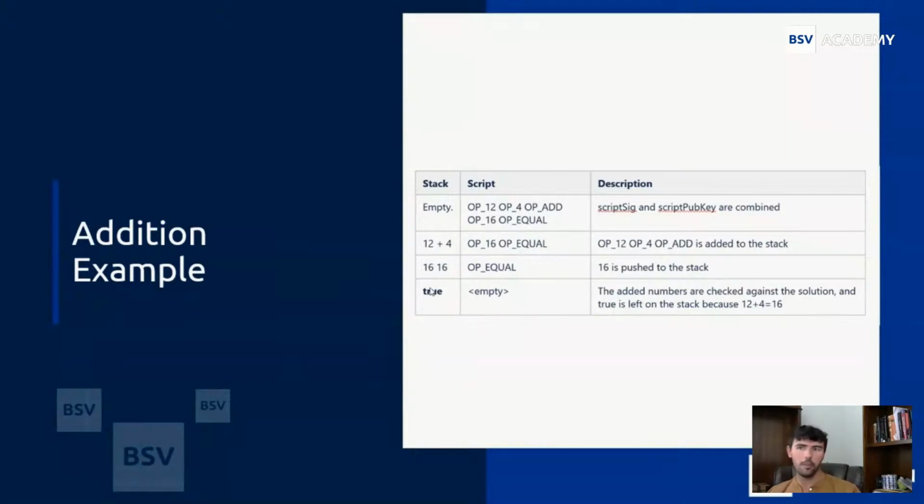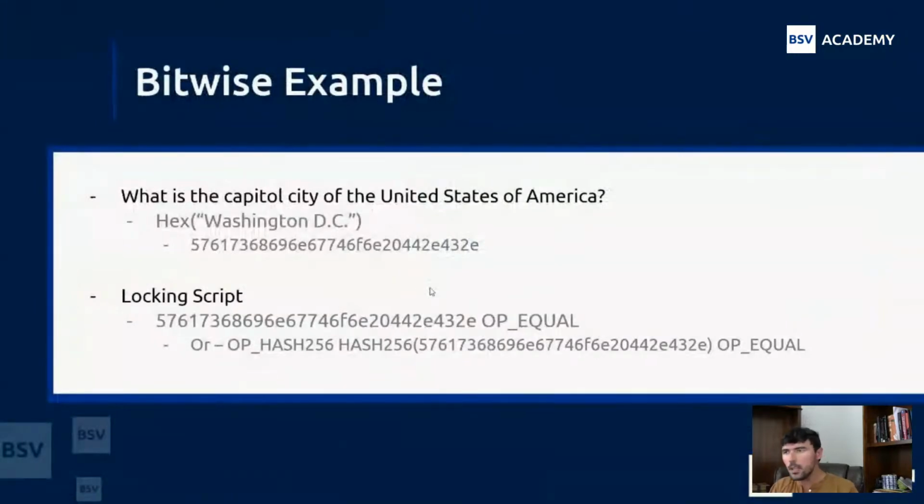So that was the most simplistic example that we could think of to use Bitcoin script to incentivize the solving of a math problem. But obviously Bitcoin script is not limited just to addition and multiplication and division. So we're going to have another incentivized example. Maybe I am a geography teacher, and I want to ask, what is the capital city of the United States of America?